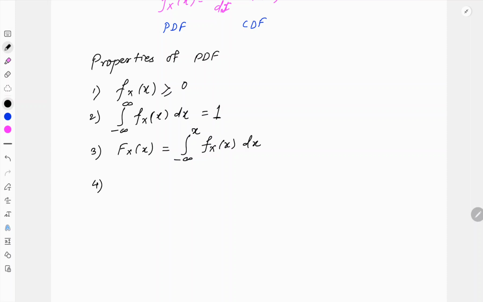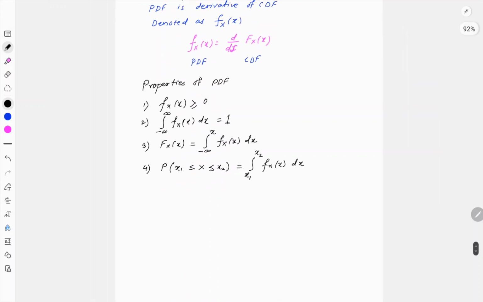Fourth, if we want to find out the probability of a random variable between x1 to x2, in this case we can use the equation of PDF as integration from x1 to x2 of f_X(x) dx. So these are the prominent properties of PDF.